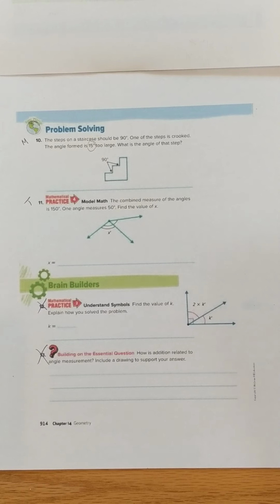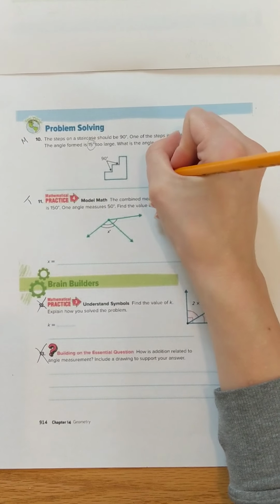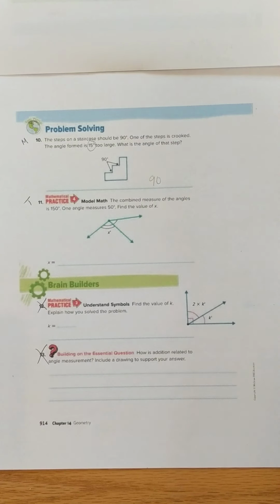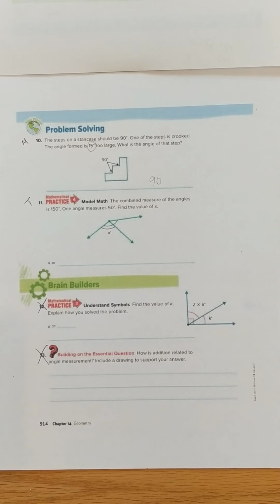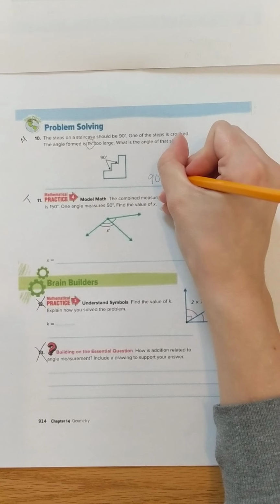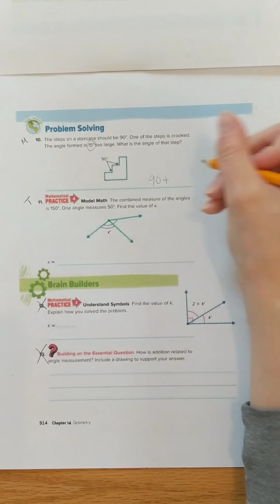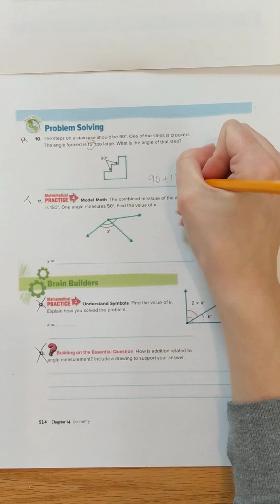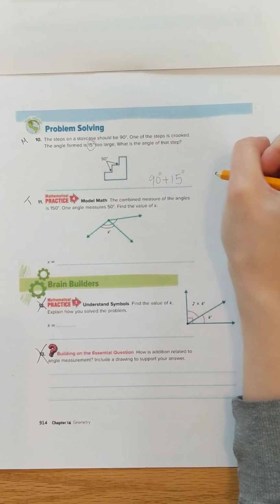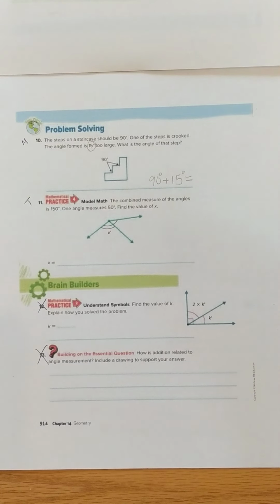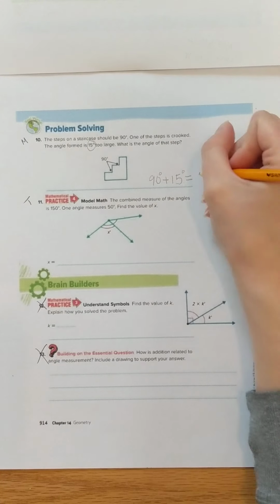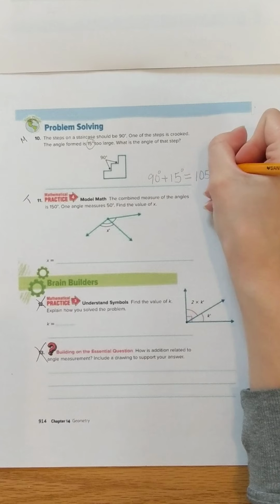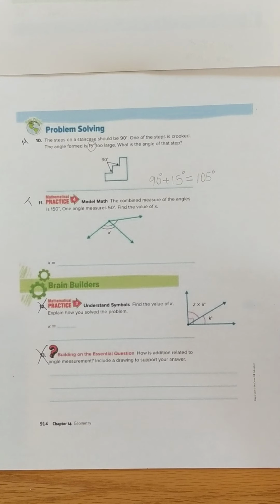So if they're supposed to be 90 degrees, but it's 15 degrees too large, that means it's more. So that would mean in math addition. Then I can add that 90 degrees plus the 15 degrees. And that would give me an angle measure of 105 degrees. And that's it.